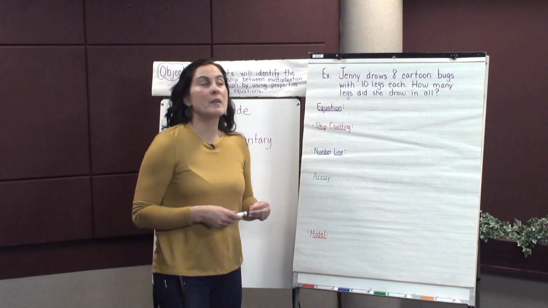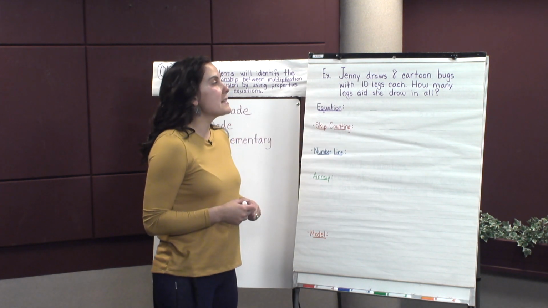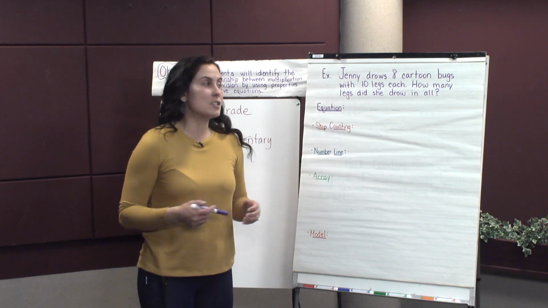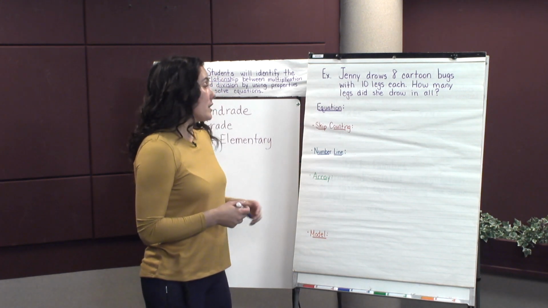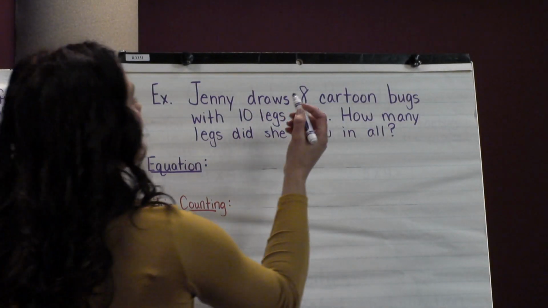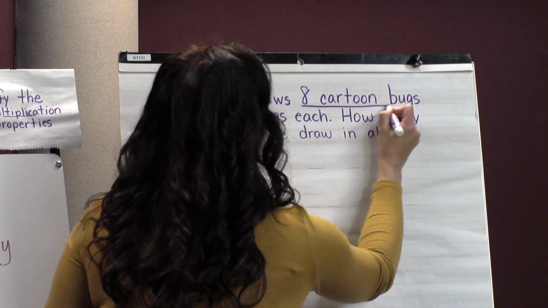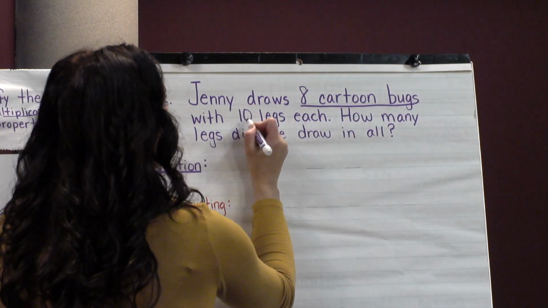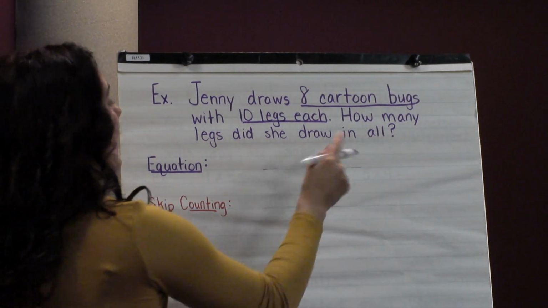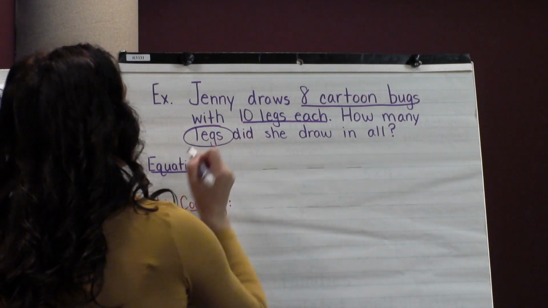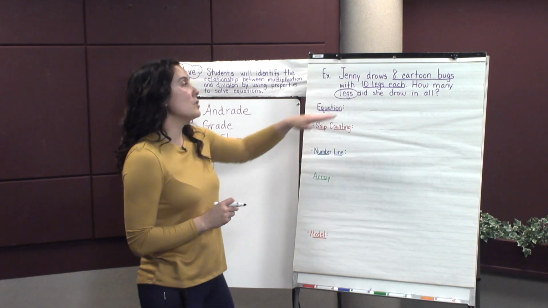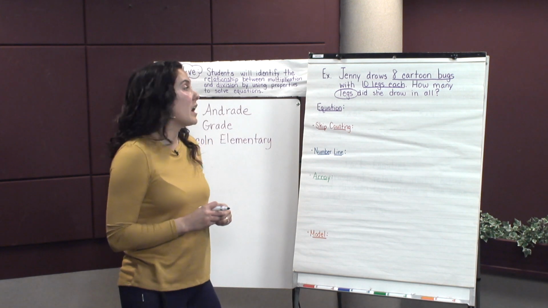Let's start off here with our example. Jenny draws 8 cartoon bugs with 10 legs each. How many legs did she draw in all? We can write an equation for this. We're going to first underline our important information. There are 8 cartoon bugs. There are 10 legs each. That's an important word. How many legs did she draw in all? So our equation is going to use the important information that we've underlined.